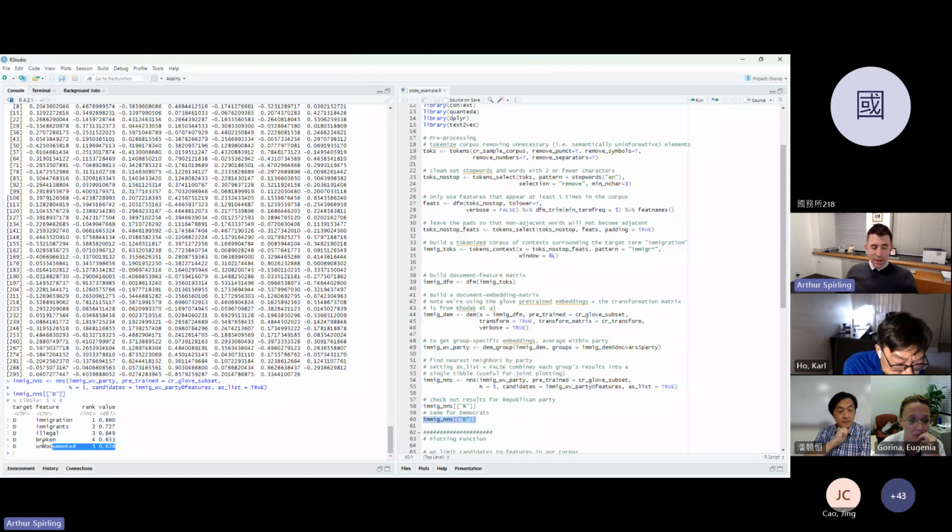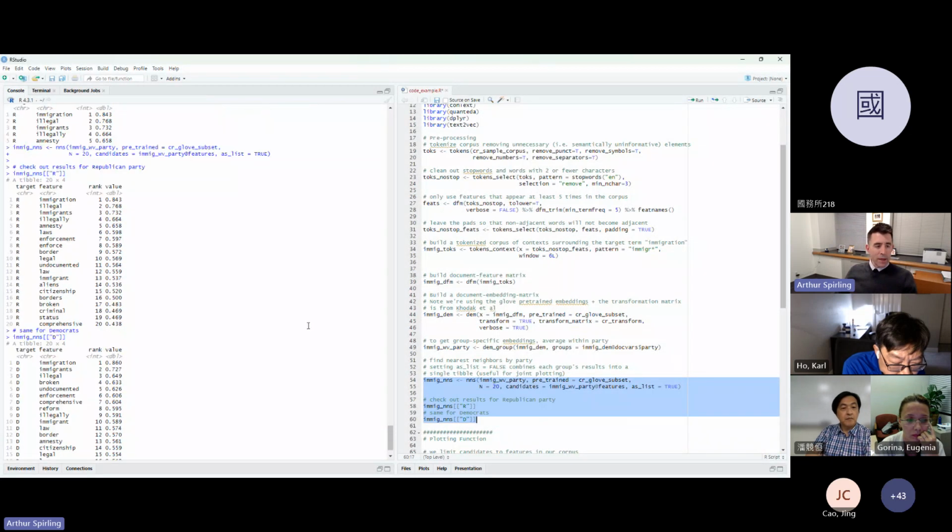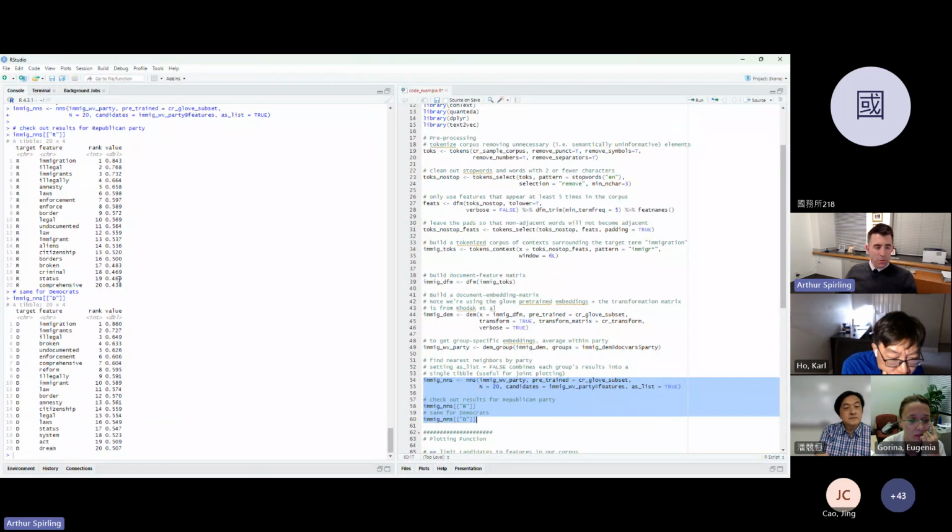So it's Democrats talking about how the system is broken. What about Republicans? How do they talk about it? Okay, well, they talk about it as being illegally. They're very worried about an amnesty, something like this. And maybe we can increase the number of nearest neighbors, run it again, to get a richer sense of how the different groups are talking about it. So Republicans are talking about it in terms of aliens, borders, broken, criminal, and so on and so forth.